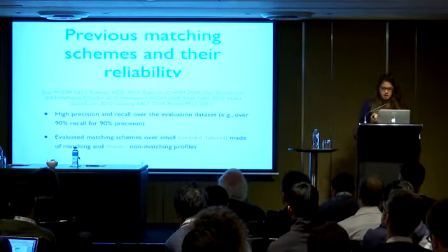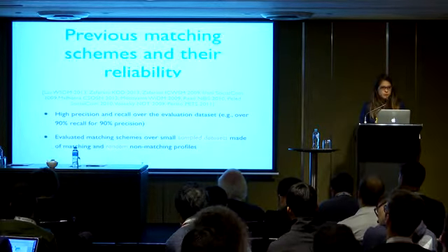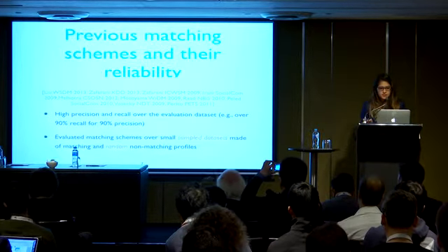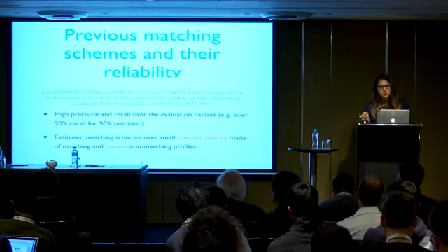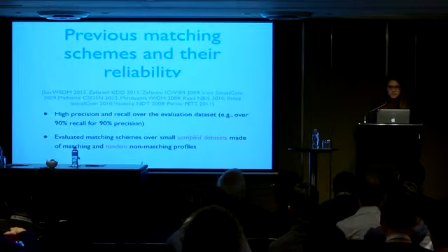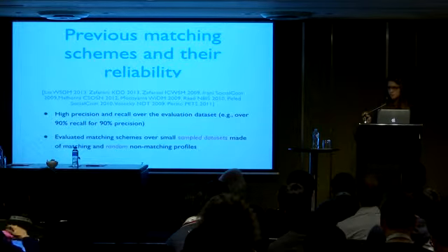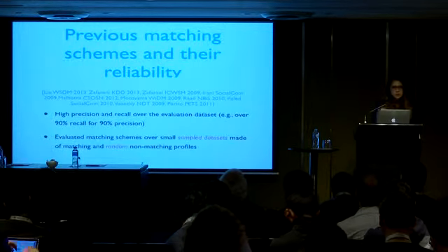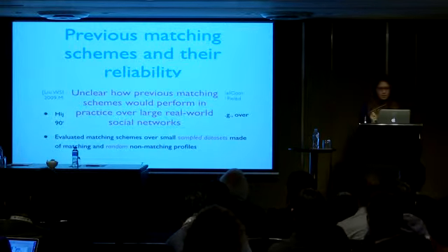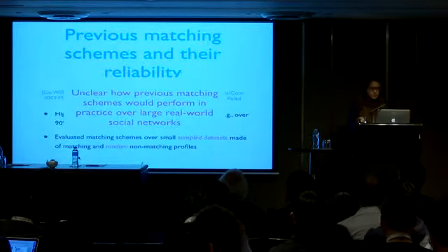So I was mentioning there are many studies for the past 6 years or so that propose different techniques to match profiles across social networks. The good news is that most of these schemes achieve good precision and recall when they were evaluated over their data set. However, the bad news is that the matching schemes have only been tested over small sample data sets that contain some matching profiles and some randomly chosen non-matching profiles. So the problem is that it is unclear how these schemes would perform on real-world large social networks.